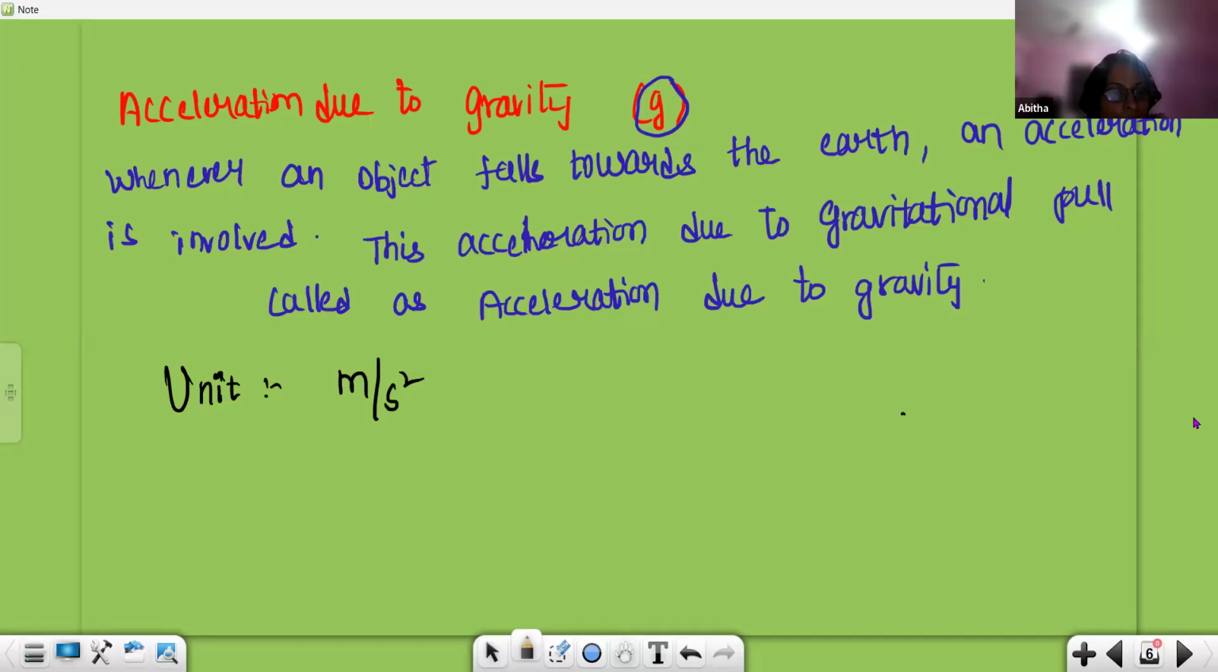Please read again. So when an object falls towards the earth, an acceleration is involved. So this acceleration due to gravitational pull is called acceleration due to gravity. Okay, very good.